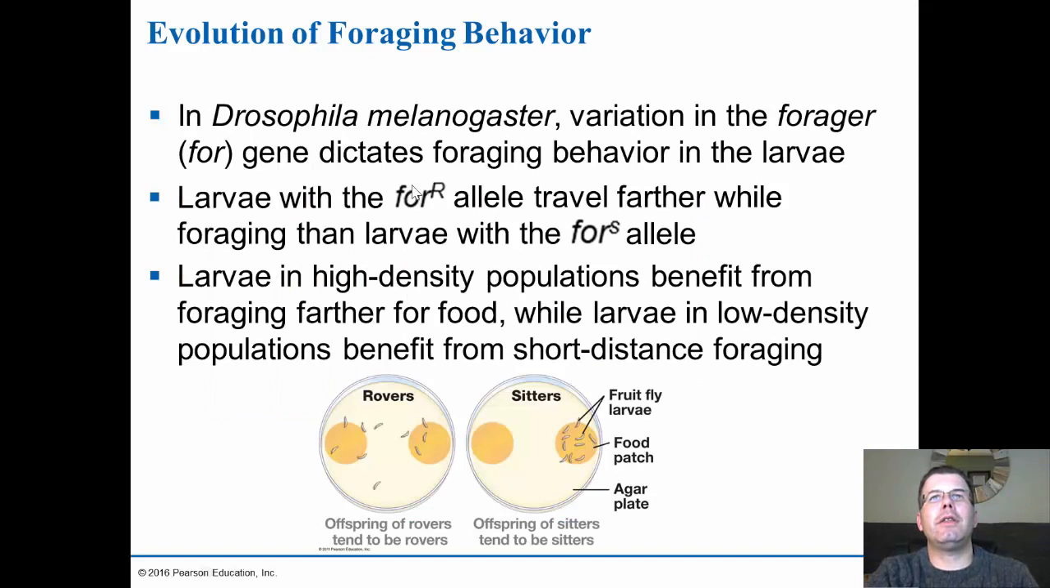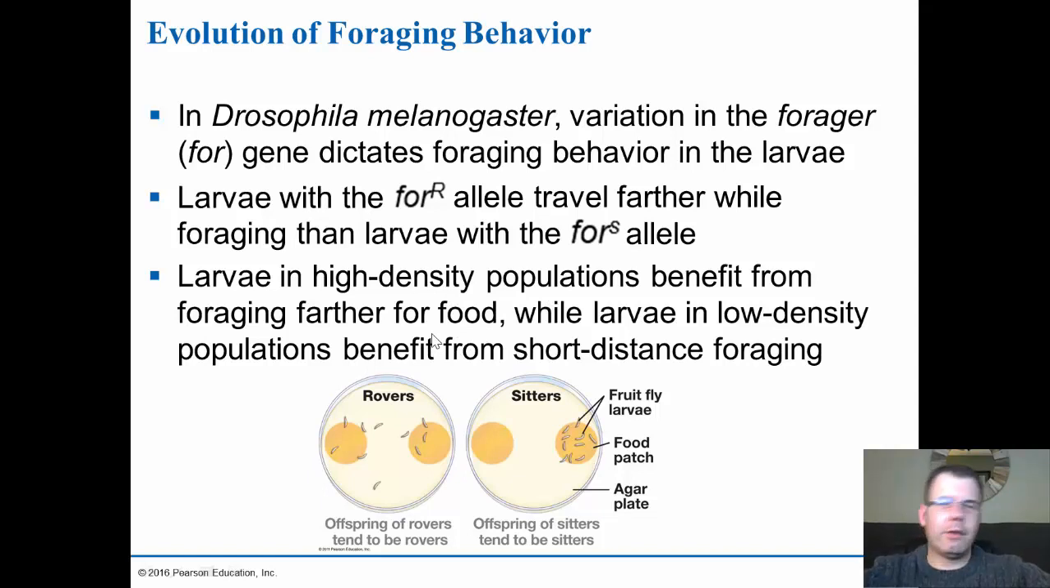Now, in this situation, there's a study done with Drosophila looking at foraging behavior. There's a forager gene that dictates foraging behavior of the larvae. Those that have this foraging allele, the R versus the S, are going to be ones that travel farther. So if they have the R, they're going to travel farther away from the food than those that stay with the situation. So they call this the rovers versus the sitters. And what they say is that larvae in high density populations, where they have lots of larvae around them, are going to forage farther.